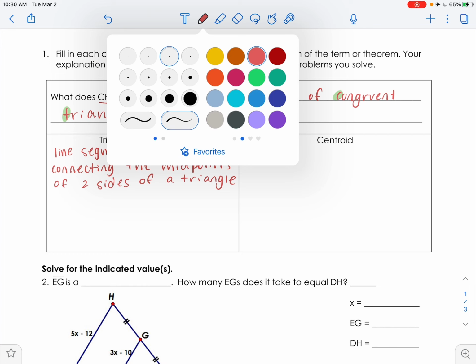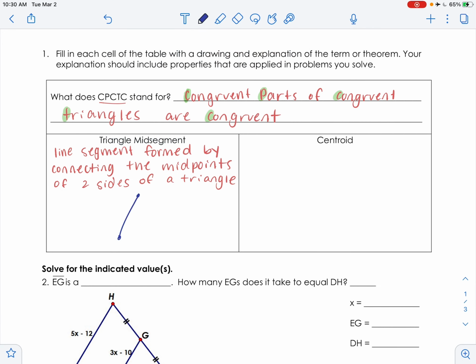So to draw an example of this, if I have a triangle here, let's say it's A, B, C, and I create the midpoint of AB, label it D, and the midpoint of AC, label it E, then I've created the midsegment DE. There's some special properties that we get about midsegments. The first one is that the midsegment is always parallel to the side of the triangle it does not touch. So here, DE is parallel to side BC.